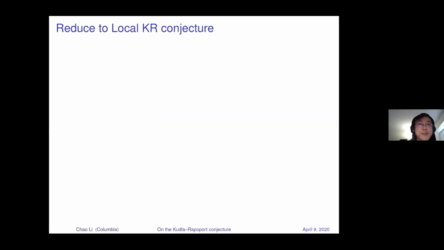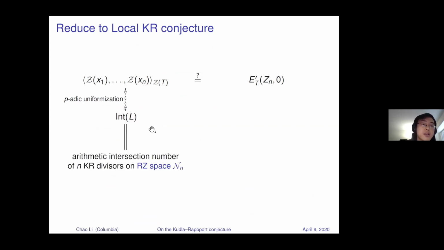The first business that's kind of standard in this subject is to reduce this global conjecture to a local conjecture. So this left-hand side, the arithmetic intersection number, is defined as a summation of local terms, local arithmetic intersection numbers. Okay, so via the theory of p-adic uniformization, I can reduce this local intersection number to a certain intersection number I denote by Int(L), that is a certain intersection number on a local Shimura variety. It's the intersection number of O and Kudla-Rapoport divisor on a Rapoport-Zink space. Okay, which I hope to define for you later.